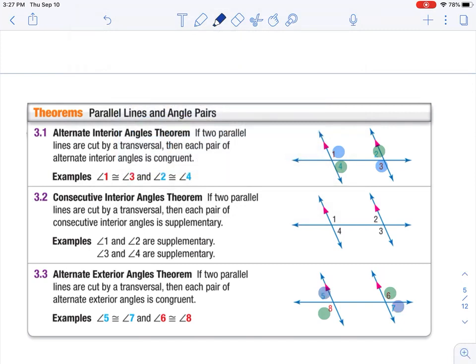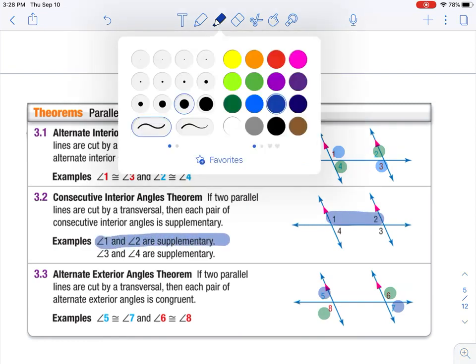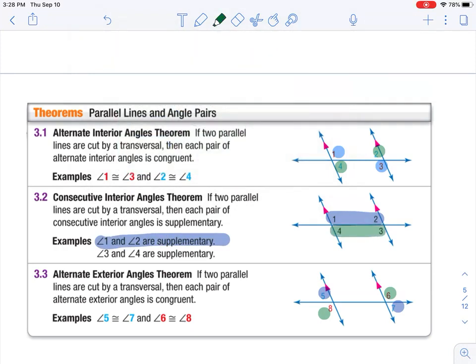Now I skipped consecutive interior angles theorem because it's the only one, including supplements, that is different. Okay? So this one is if 2 parallel lines are cut by a transversal, then each pair of consecutive interior angles is supplementary. So 1 plus 2 is supplementary. They equal 180. And angle 4 plus angle 3 adds to 180. So supplements and consecutive interior angles add to 180. The rest of them are congruent.